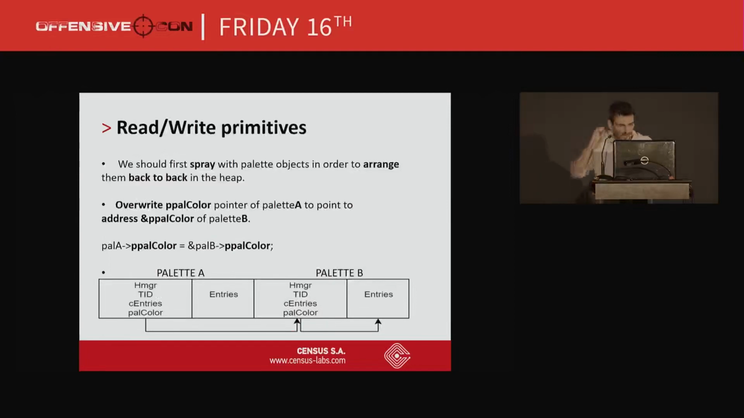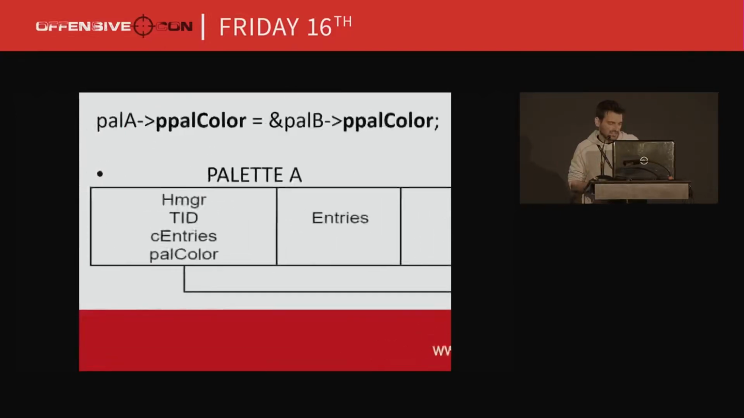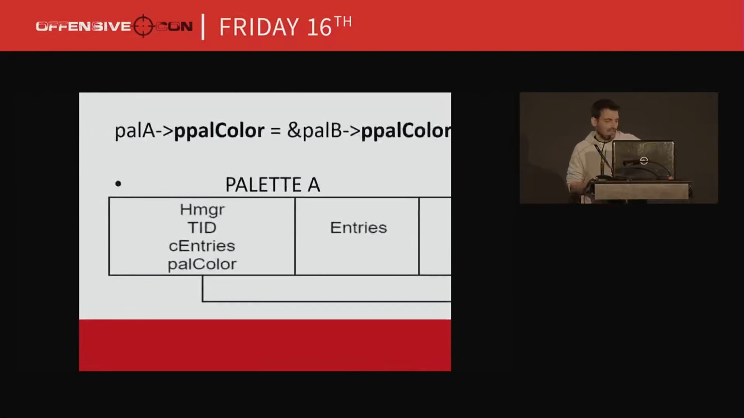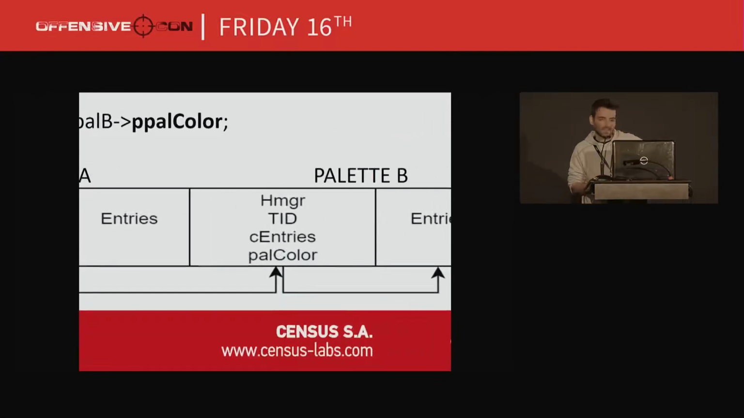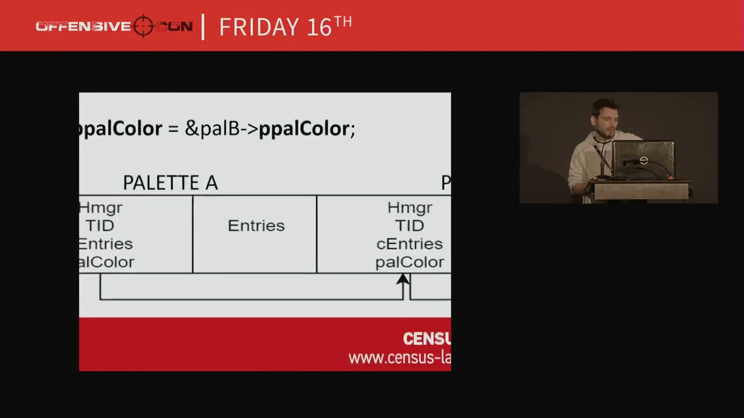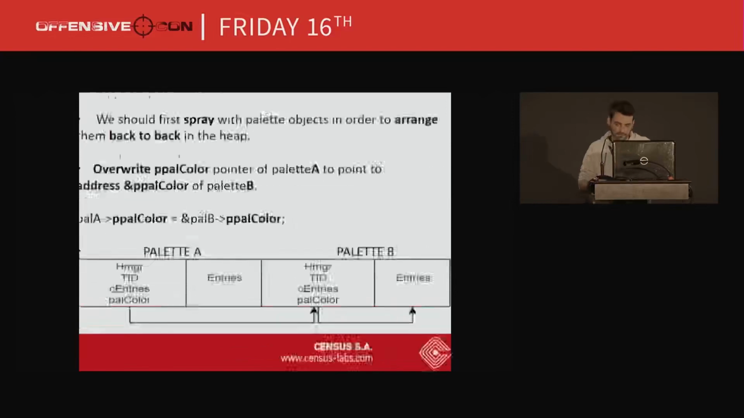So how can we obtain read-write primitives? First, we should spray palettes in the heap in order to arrange them back-to-back in the heap. And then we should override the pal color of, say, palette A to point to the address of the pal color of palette B. Here is an example to make things clearer. We have palette A, and the pal color member of palette A is overwritten by a heap overflow to point to the address of pal color of palette B instead of pointing to palette A's entries, right?